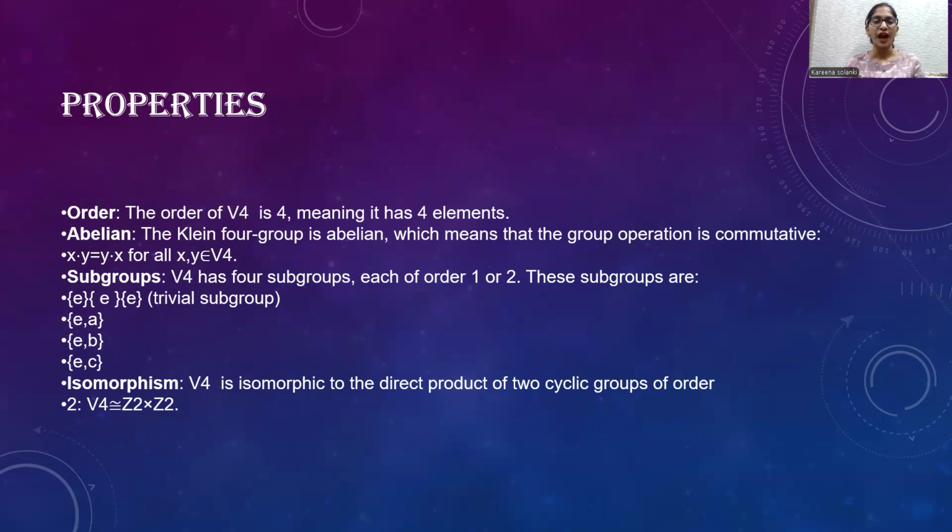Subgroup. V4 has subgroups of order 1 or 2. These subgroups are {e, a}, {e, b} and {e, c}. Isomorphism. V4 is isomorphic to the direct product of two cyclic groups of order 2, that is Z2 × Z2.